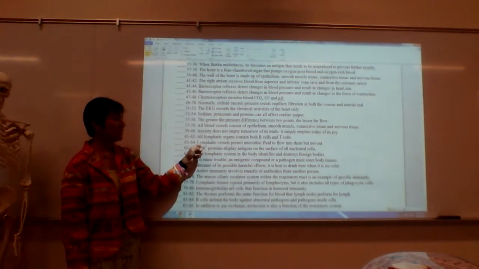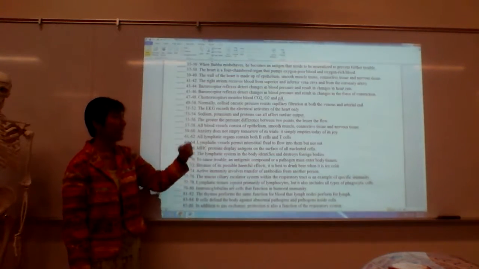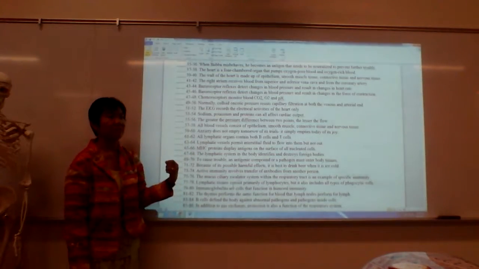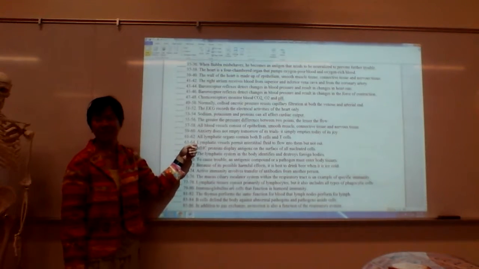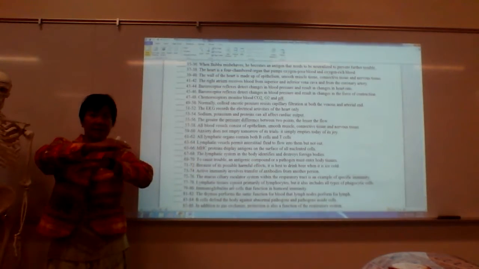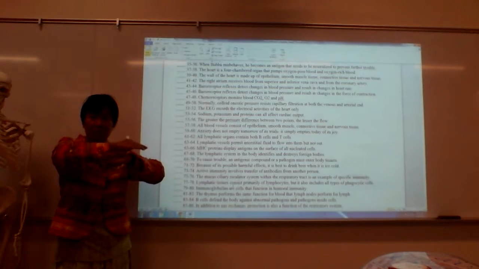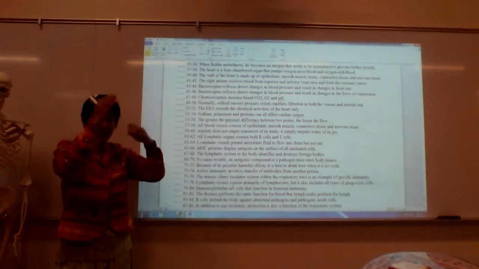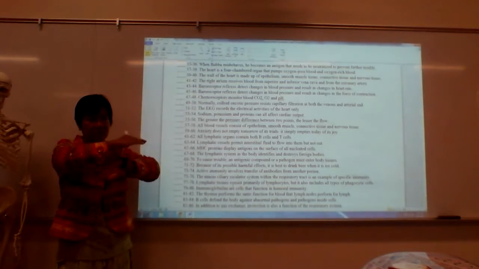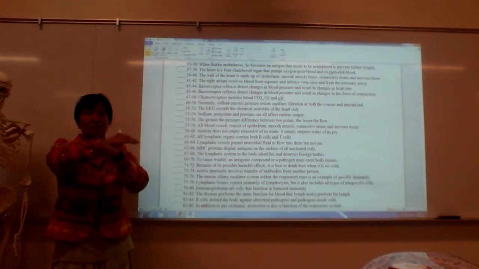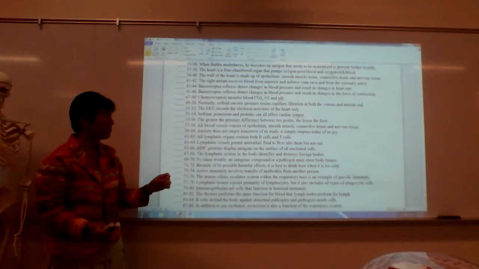Lymphatic vessels permit interstitial fluid to flow into them but not out. That's true. Remember that insect, it looks like shingles, so it prevents it. When the fluid goes in, it's not going to come out. And there are valves there too to prevent it.